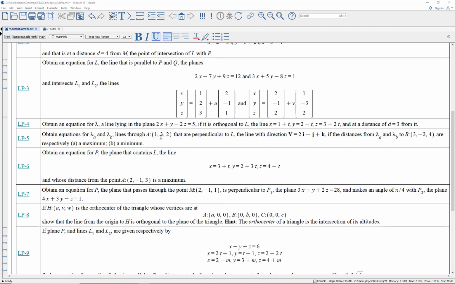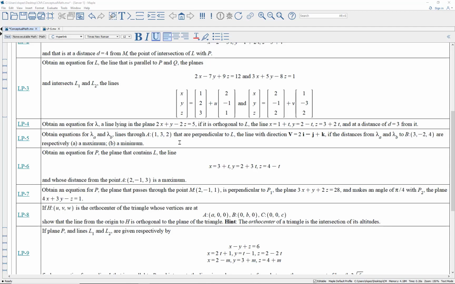They both pass through point A, and they are perpendicular to a given line L. And all we know about the given line L is its direction. And the conditions that determine these 2 lines, lambda A and lambda B, are that the distance of those lines from the point B are respectively a maximum and a minimum.